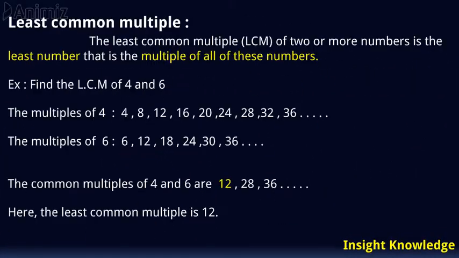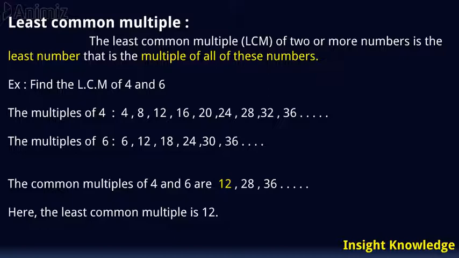Let's start with least common multiple. What is that least common multiple? It's nothing but the least common multiple of two or more numbers. Yes, the least number that is the multiple of all these numbers. Do you understand, students? If not, no problem. Let's see with the example.